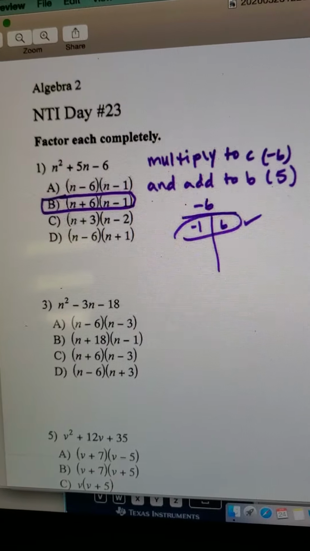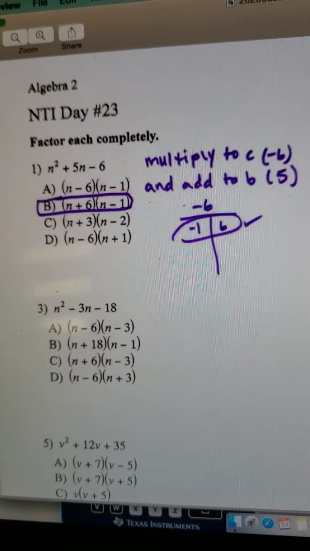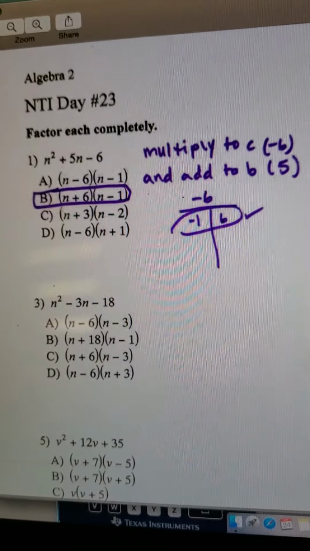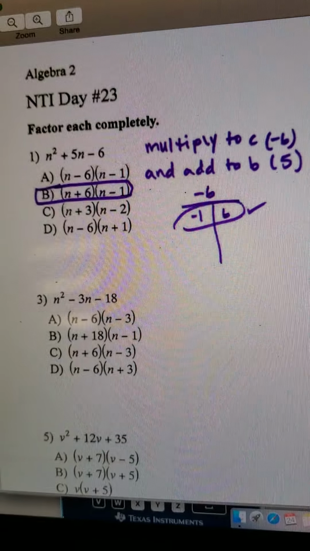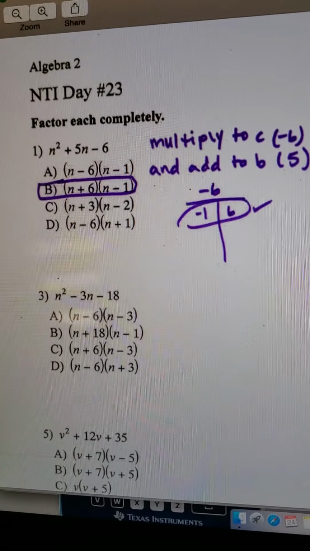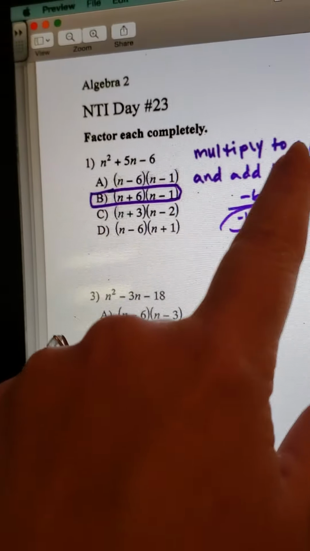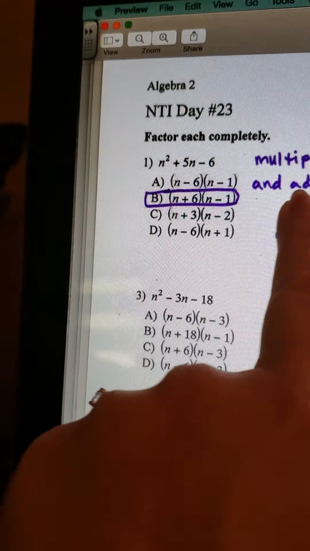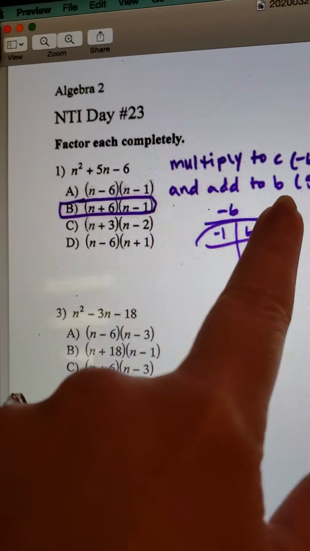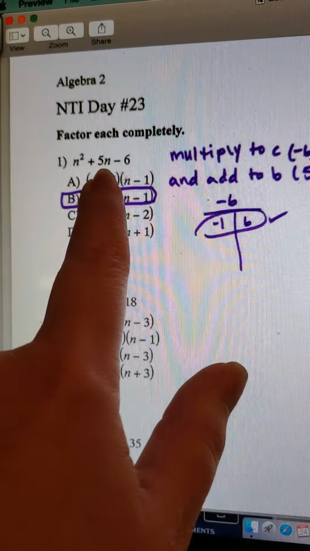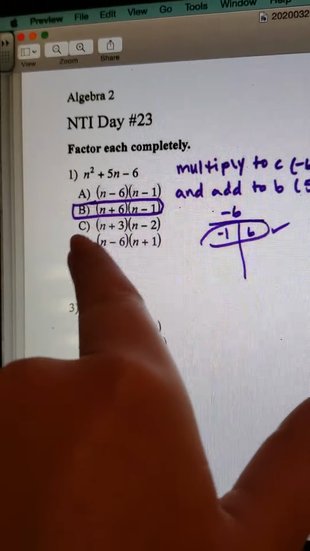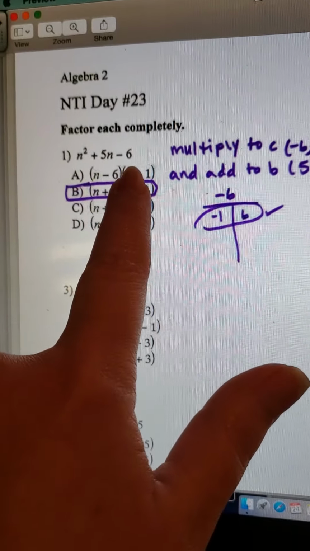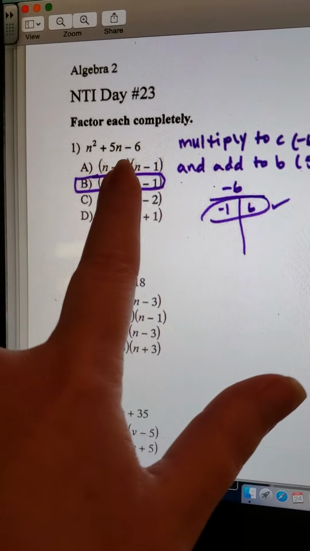This video is for Algebra 2 NTI Day number 23, and so you have to factor these expressions on here, which means that you have to find two numbers that multiply to C, and C is always your constant at the end, and those numbers also have to add up to B, which is your middle term. So on this one, you have to multiply to get -6 and add up to 5.